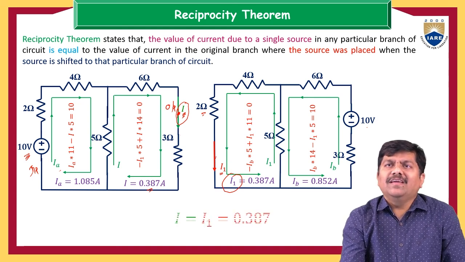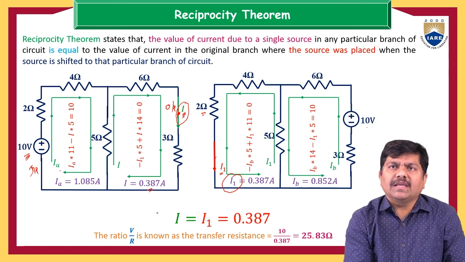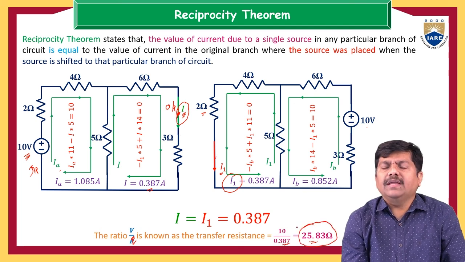So this circuit is holding the reciprocity property. The transfer resistance can also be calculated, if it is required. That is 25.83 ohms. That is the voltage, 10 V, divided by the reciprocity current, which is 0.387. So the transfer resistance is 25.83 ohms.